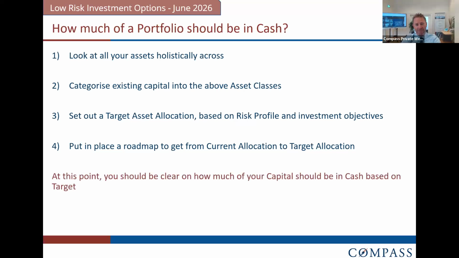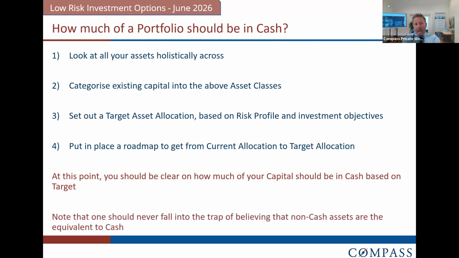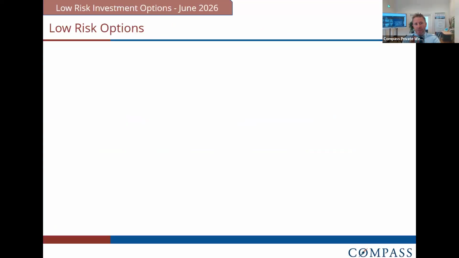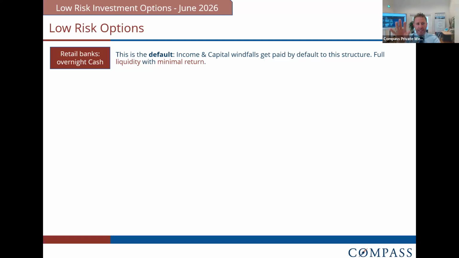So now, 11 minutes into the webinar, hopefully you're clear, doing this exercise with us or on your own, on what your target cash allocation would be. And one should never fall into the trap of looking at non-cash assets as equivalent to cash, okay? I'll talk about some considerations in the next couple of slides in that context. So now we want to go through low risk options, okay?